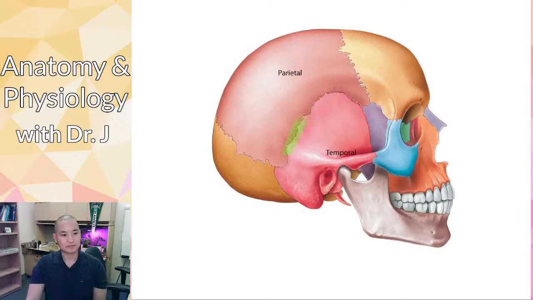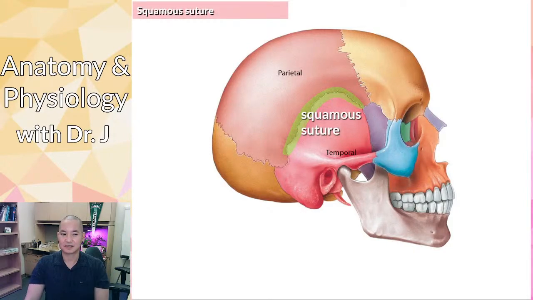Okay, and there's also this other one called the squamous suture. This one uses that definition of squamous where it means scale-like, so they say it looks scaly, but it's really hard to tell in the pictures in your book. So just take their word for it, and it links the parietal bone and the temporal bone. But the thing is that it doesn't actually extend all the way to the occipital bone.